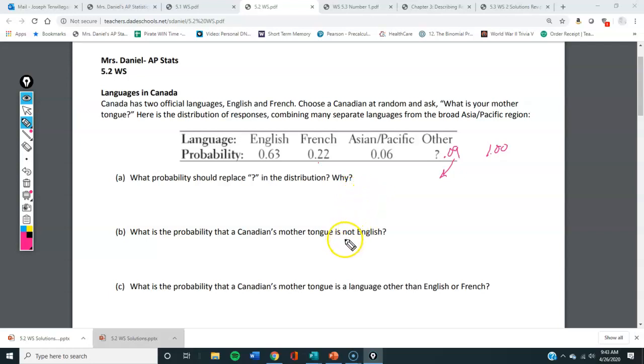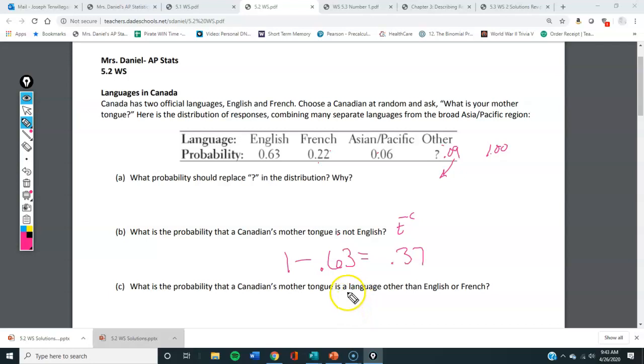So let's do this. What's the probability that a Canadian's mother's tongue, just her tongue, not her language, is not English? That makes no sense. I hate the way they word these, but I get it. So not English. So that's a complement, right? You can think about it as E complement. So we subtract, right? 1 minus the chance it is English. I get 0.37. You could have also added up these 3 and gotten the same answer. Okay?